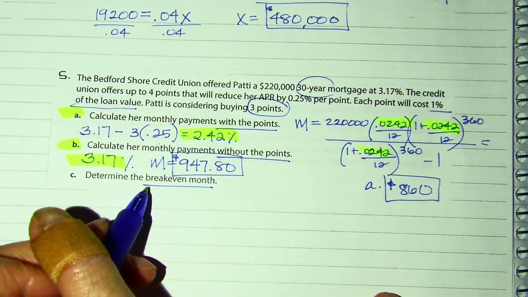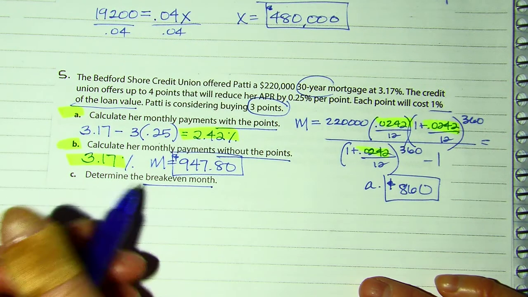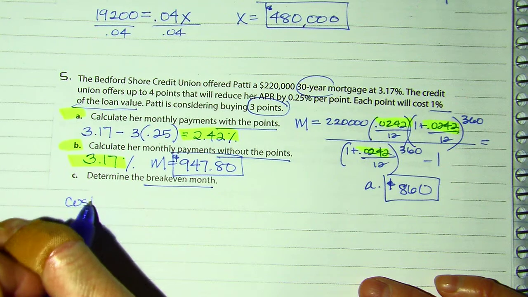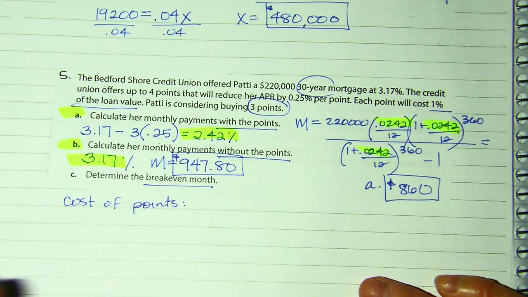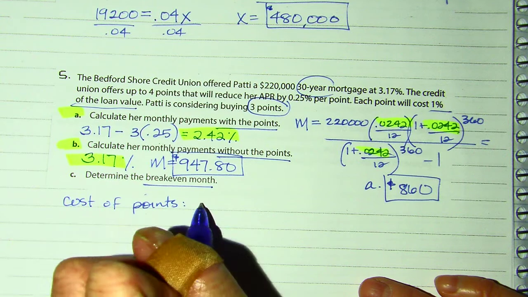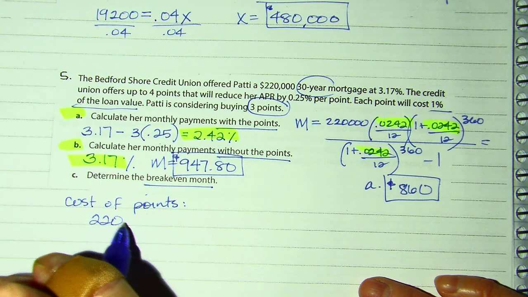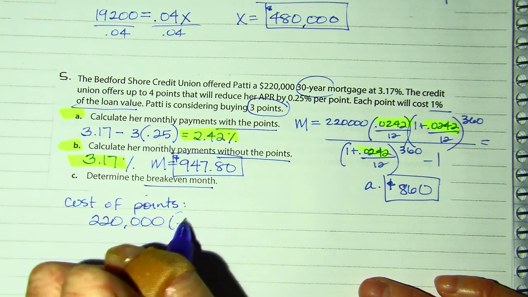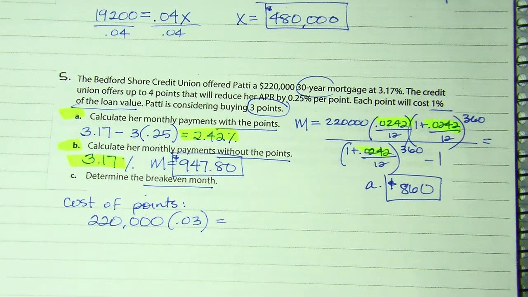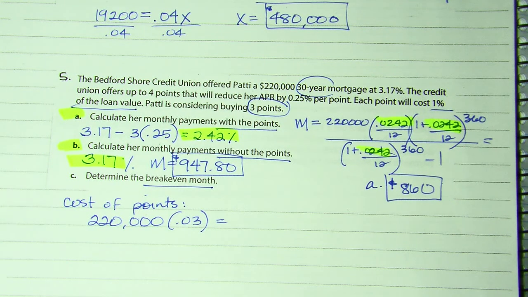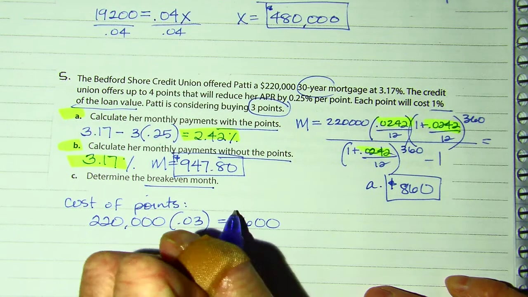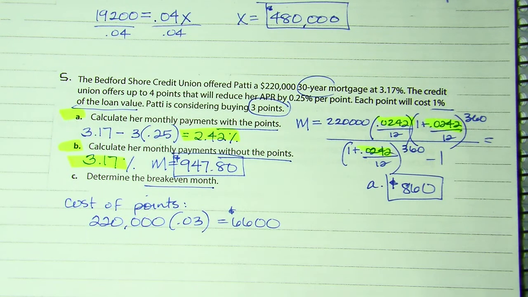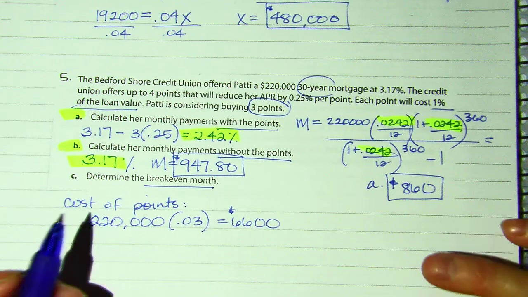So determine the break-even month. First we have to determine the cost of points. She purchased 3 points, so that would be $220,000 times 0.03. So it would have cost her $6,600 to purchase the points. So this is the cost of her points.